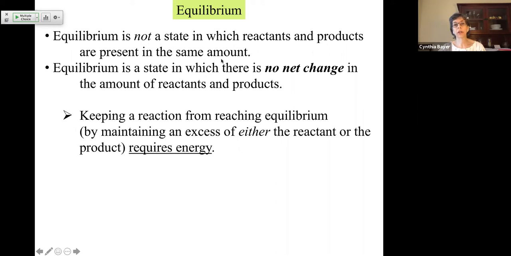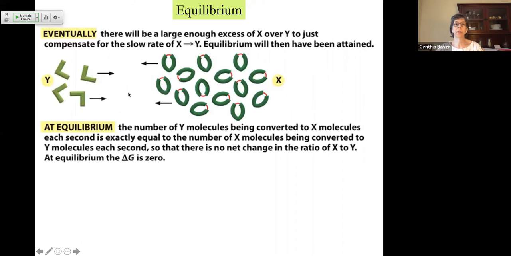So keeping a process from reaching equilibrium is going to require energy, in the case of a chemical reaction, either by adding excess reactant or by removing product. So in the case of what we're looking at here, if we allow the reaction of X and Y to keep converting from one to the other, eventually we will have an excess of X because more Y is converted to X.